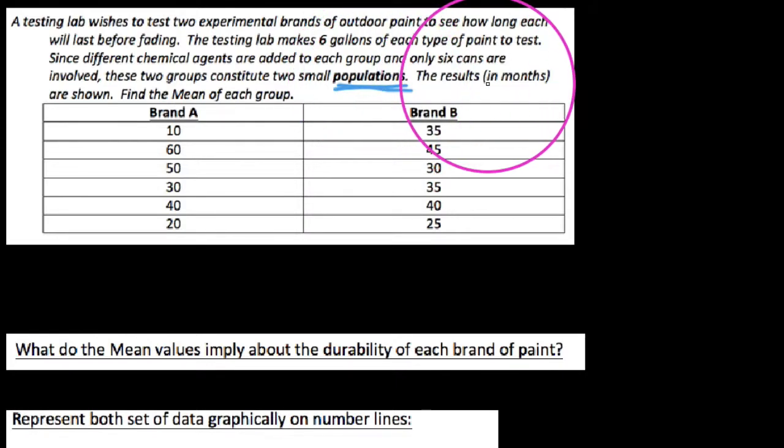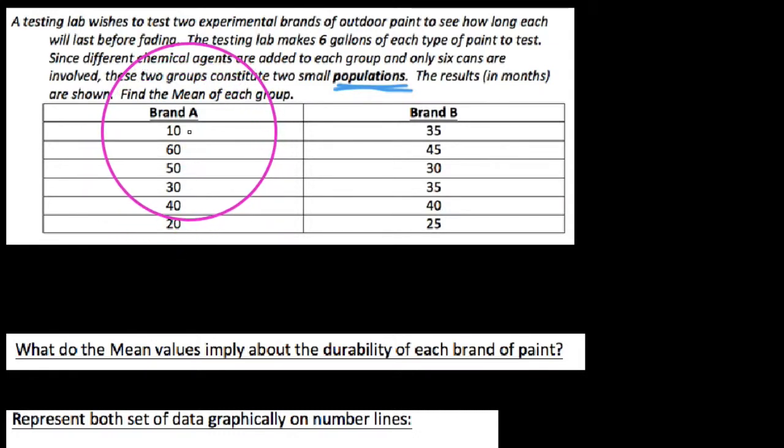The results, listed in months, are shown below. So we have brand A and brand B. If you were to walk into a store and I say, we've been testing brands A and B of paint here, and they're experimental, what type of paint would you prefer to go with? I'll ask you to think about that. If these represent the number of months it'll last before fading, a lot of times students say, well, I'll go with brand A, because one of the cans lasted 60 months before fading.